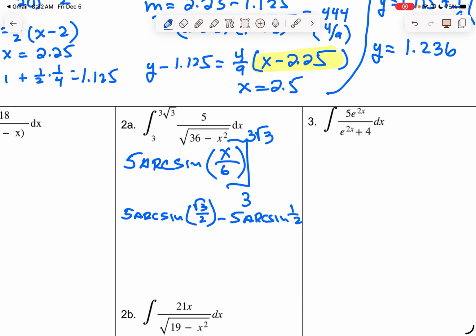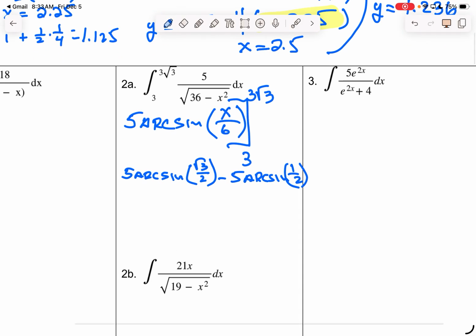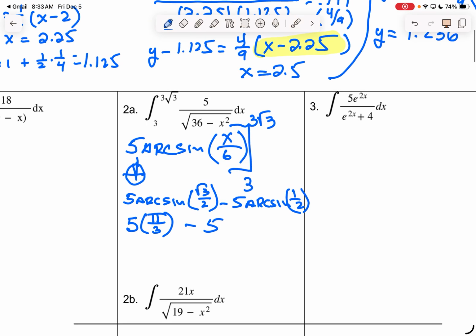Now, those of you that are unit circle averse, how do I say it that way? You got to be able to find those angles. So where is the sine root 3 over 2? That's the big one. So where is that one at? Pi over 3, right? So that's 5 times pi over 3 minus 5. Where is the arc sine 1/2? Well, that's saying where is y 1/2? That's at pi over what? 6.